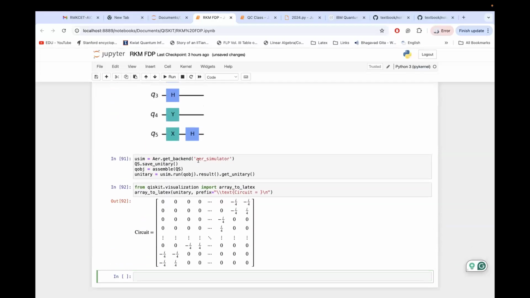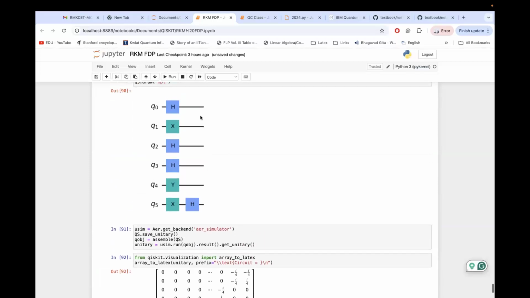Now, what is our idea? You have a 6 qubit system. So what is the Hilbert space dimension? Each qubit has dimension 2. And when you take a tensor product of all 6 qubits, the Hilbert space dimension is 2 power 6. That is 64 cross 64. The unitary operators are going to be 64 cross 64. And the quantum state is of dimension 64 cross 1, right?